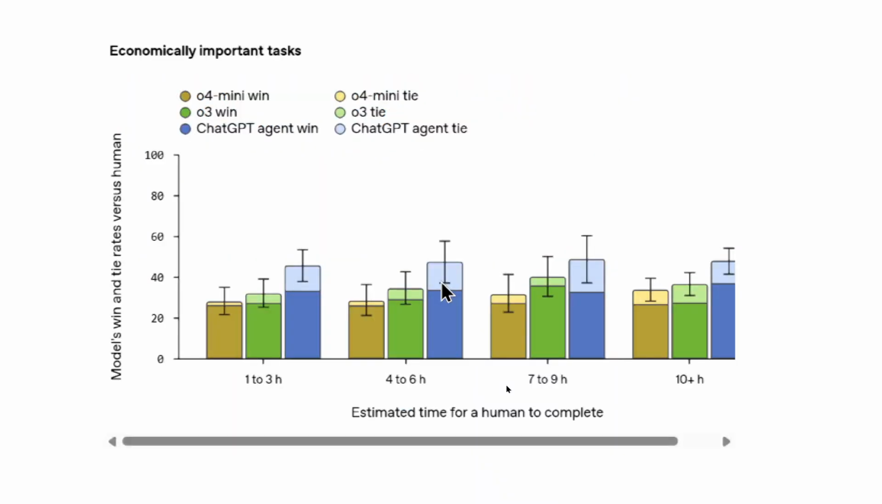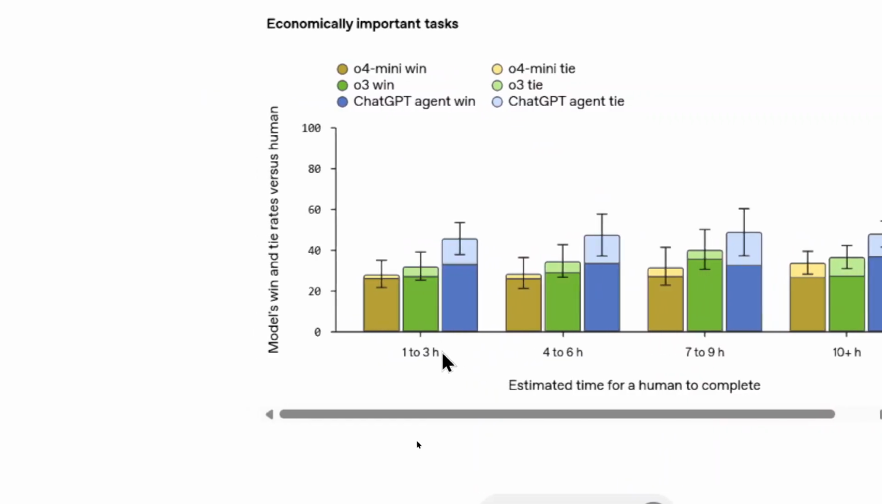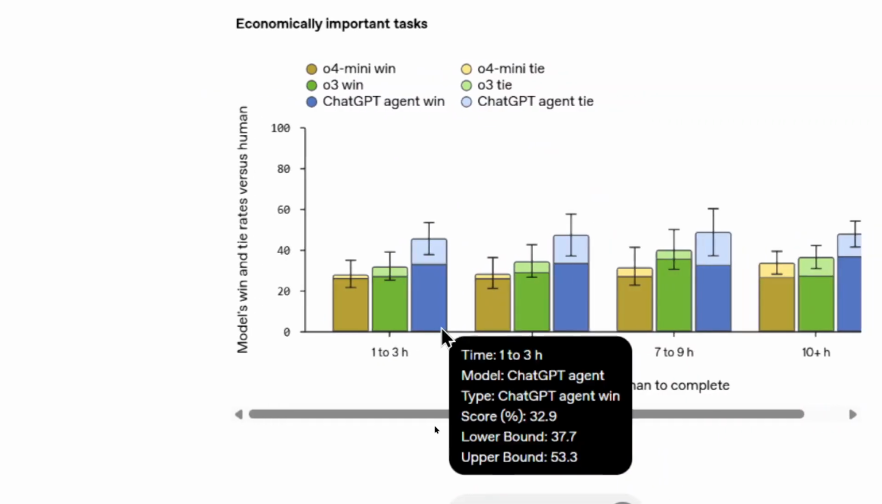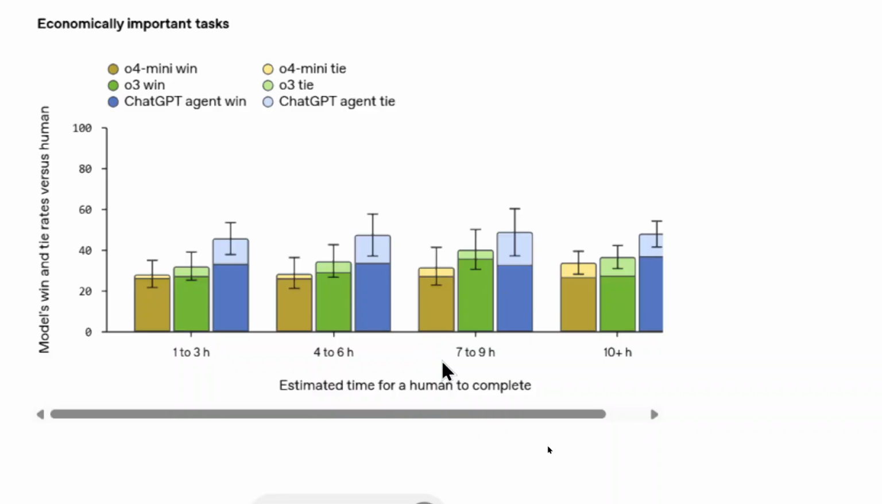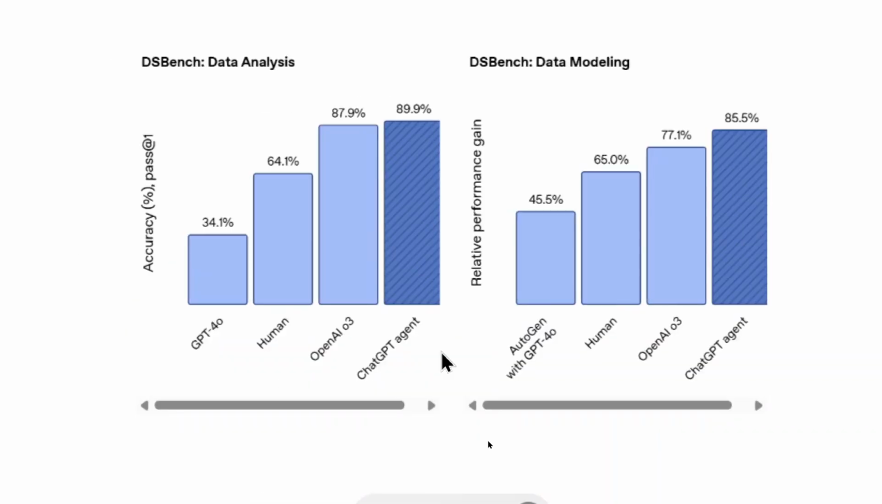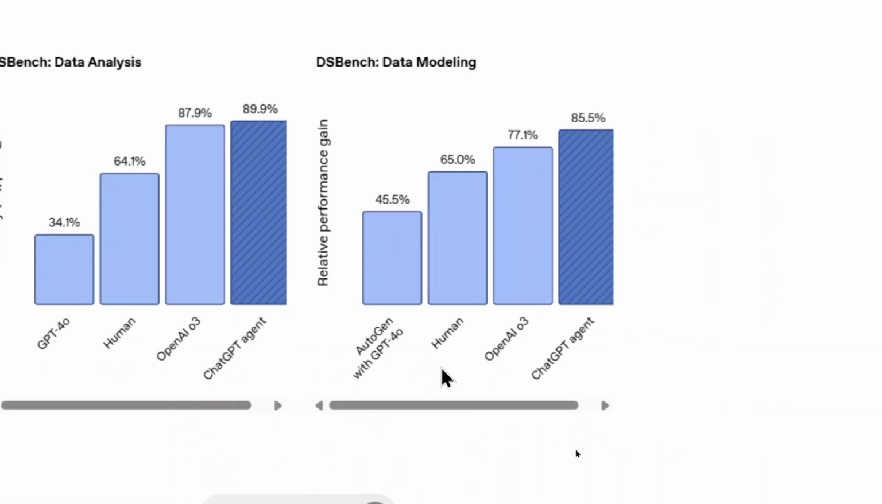And then this is a cool graph. This is economically important tasks. So it's comparing ChatGPT agent with a human. And if the task normally takes 1 to 3 hours to complete, ChatGPT agent usually wins. Actually, it appears to beat all the other models. It's as good as O3 in data analysis and better than O3 in data modeling.